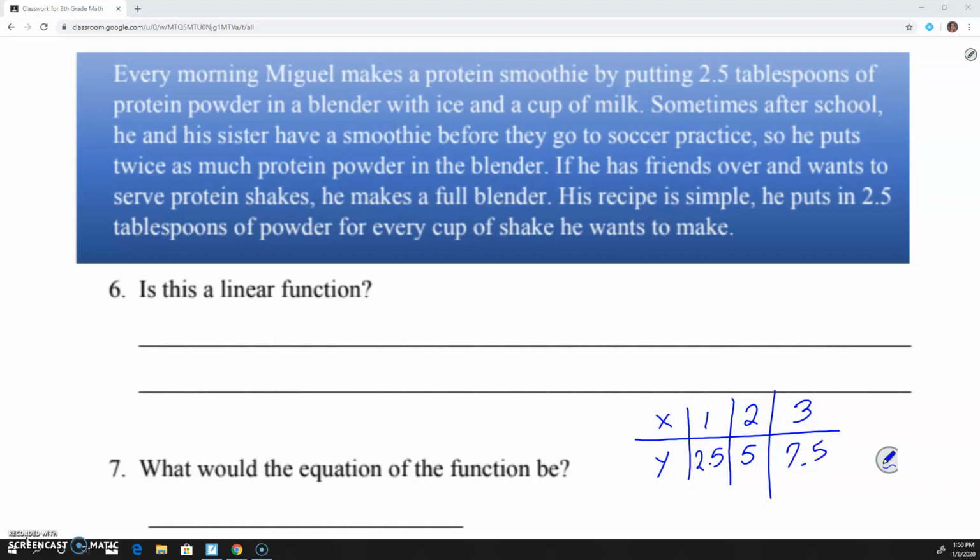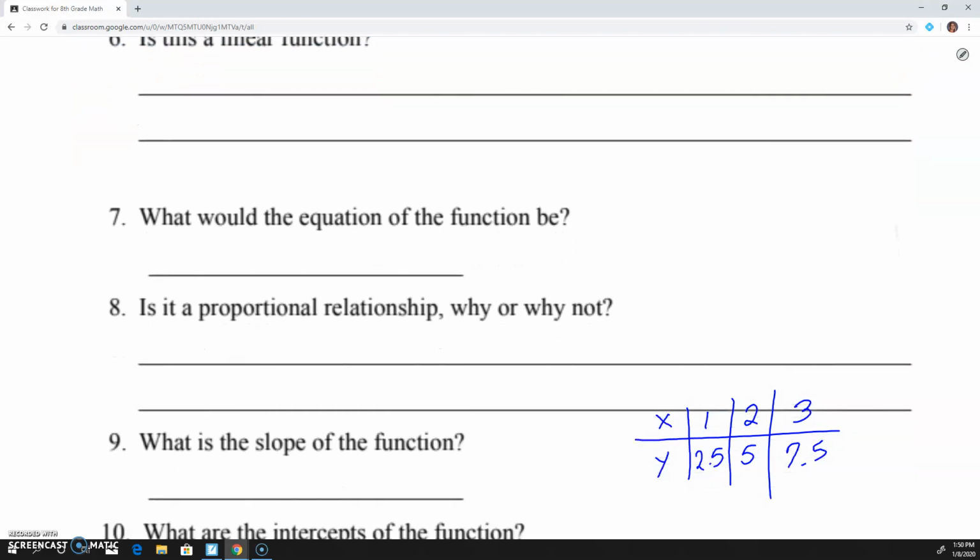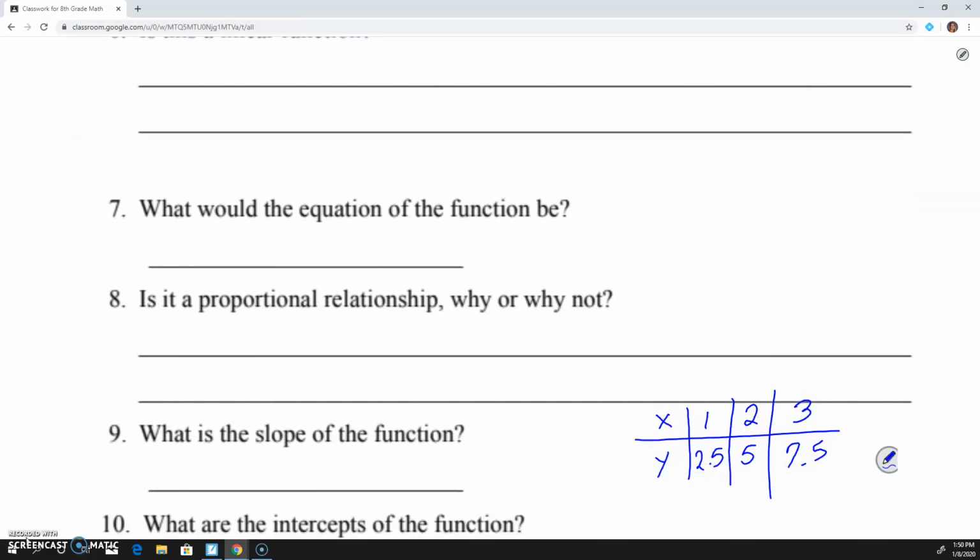They want to know, is it linear? Yes. Is it going up by the same amount each time? Yes, it's linear. They want to know what the equation would be. Well, how much is it going up each time? 2.5. So your total is 2.5 for every serving that you want to make, right? So 2.5 times 1 is 2.5. 2.5 times 2 is 5.